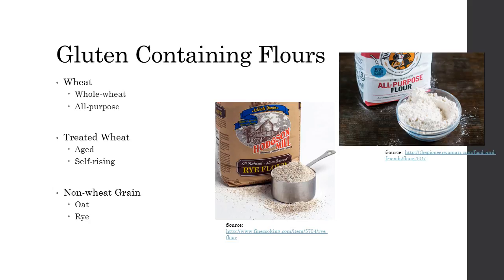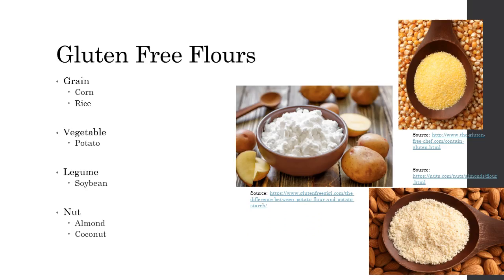Non-wheat grain flours are made from non-wheat grains, of course, such as roots and legumes, and 2 examples of this would be oat flour and rye flour. Flours without gluten in them can be broken down into 4 categories. These categories include grain flours, vegetable flours, legume flours, and nut flours. 2 examples of grain flours include cornmeal and rice flours.